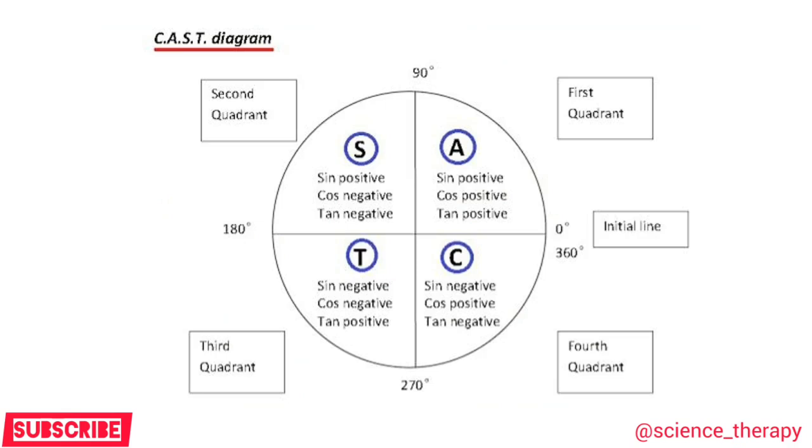So you can see there the first quadrant between 0 to 90 degrees, sine is positive, cos is positive, tan is positive. In the second quadrant between 90 to 180, sine is positive, but cos is negative and tan is negative. In the third quadrant, sine is negative, cos is negative, but tan is positive. Then the fourth quadrant between 270 and 360, sine is negative, cos is positive, but tan is negative, right?